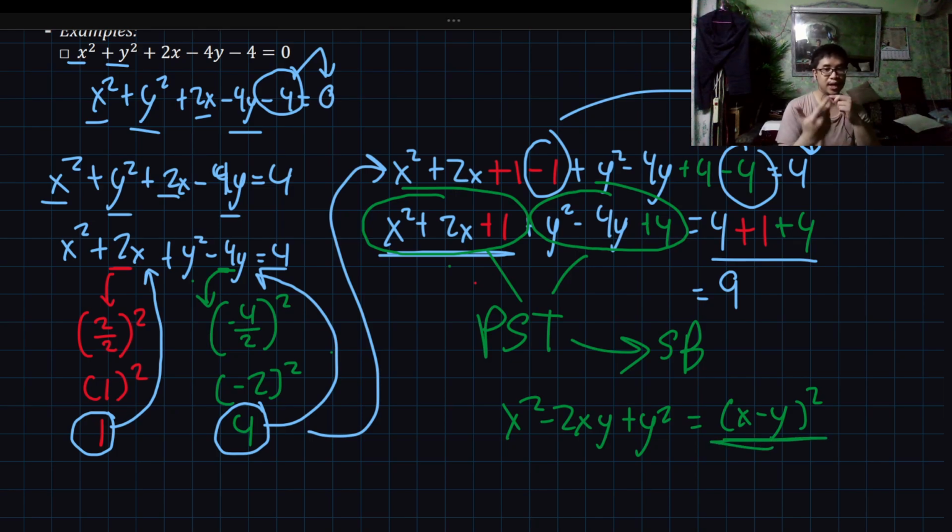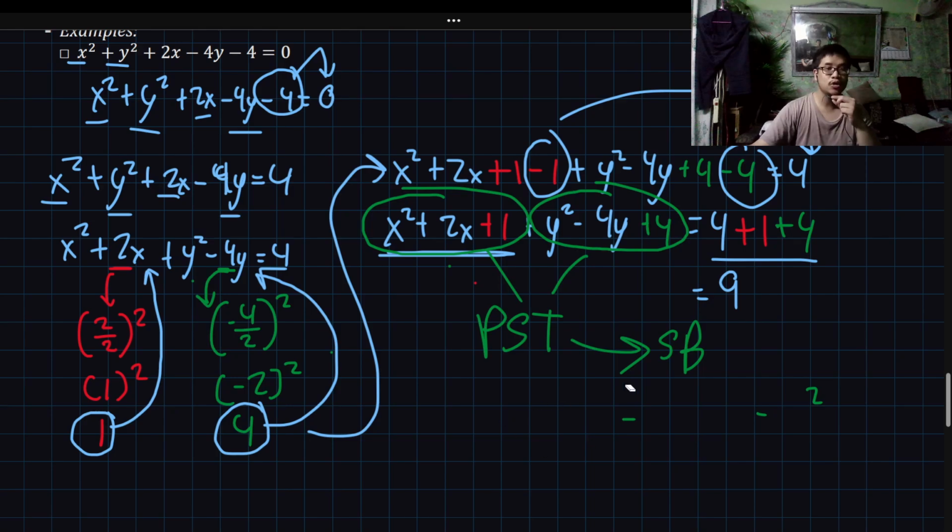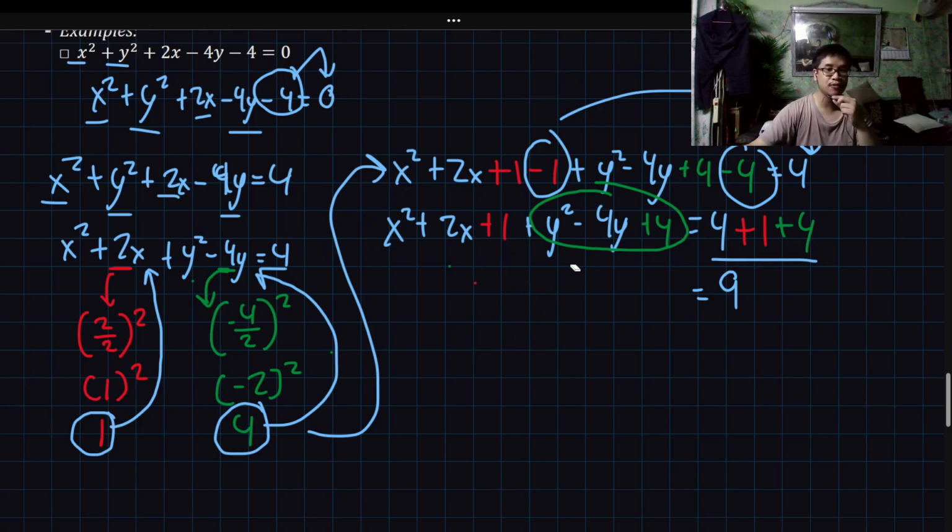When we say squared binomial, basically it's a polynomial that has two terms and they are squared, just like x minus y, then squared. So with that, we can do the same thing for the x squared plus 2x plus 1 and for the y squared minus 4y plus 4. We can do the same thing for both of them. The question is how? How are we going to make it into a squared binomial? It's simple.